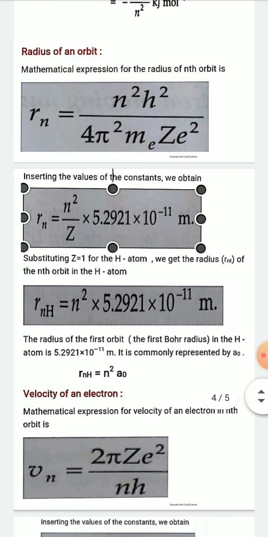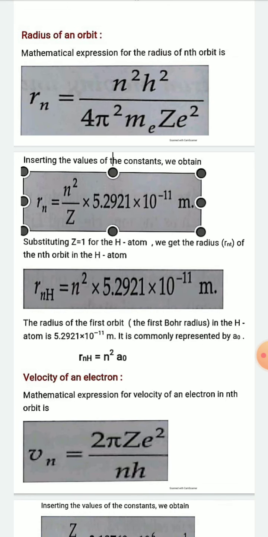Now next, calculation of radius of orbit. The mathematical expression for the radius of nth orbit is Rn is equal to n square h square divided by 4 pi square me z square e square. I have told that h, me and e are constant, 4 pi also constant. So inserting the values of constants, we obtain the radius Rn is equal to n square divided by z into 5.2921 into 10 to the minus 11 meter.